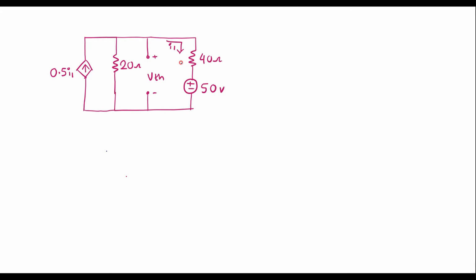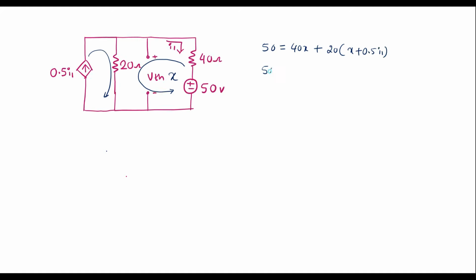Here I will assume the current through this loop is say X, and the current through this loop is 0.5 I1. The same current will flow through the 20 ohm resistor. Let me simplify this. I'll apply KVL to this loop. I can write 50 is equal to 40X plus, the current will flow like this, then the voltage across this will be 20 times the current X and 0.5 I1, both in the same direction, that is X plus 0.5 I1.